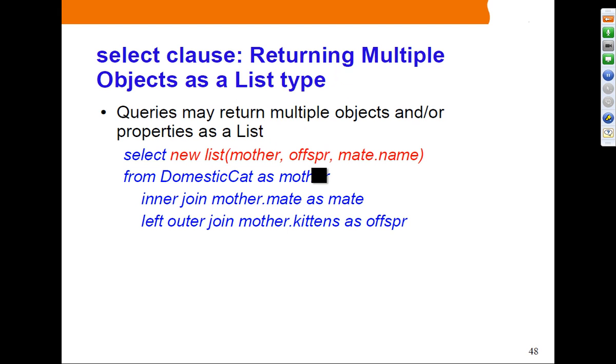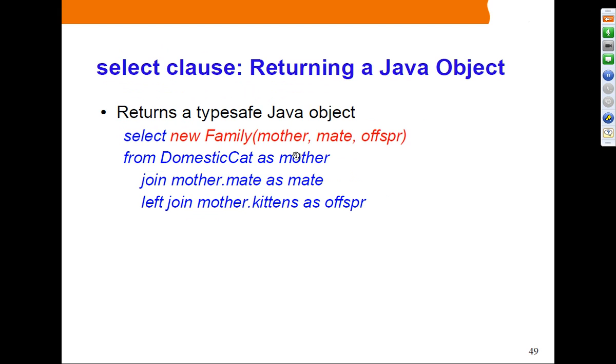You can also have the multiple objects returned in the form of a list, so it will return a list object. And type-safe Java object. Here I'm actually getting a family object.